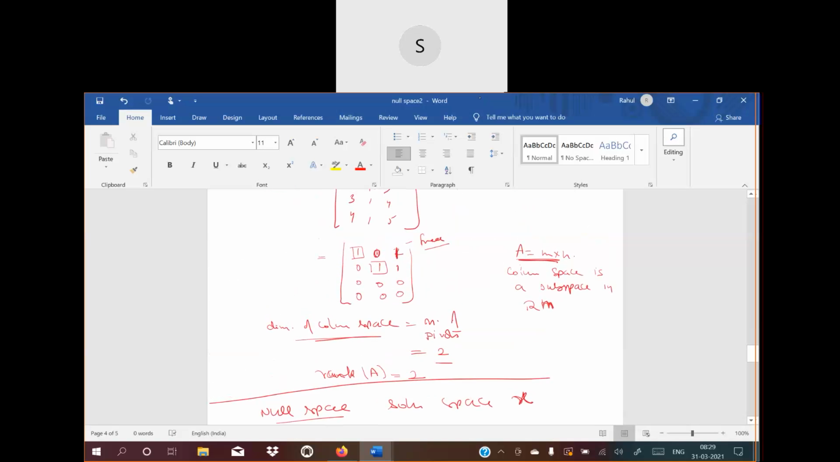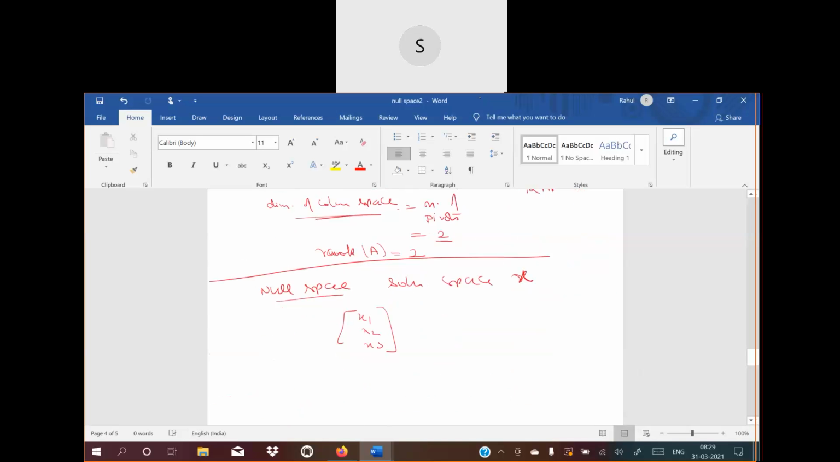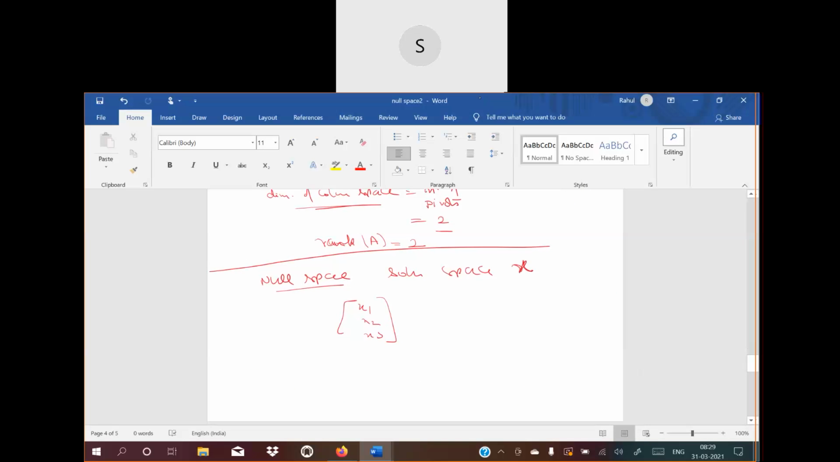You know what R4 is, right? You have 1, 2, 3, 4 elements. So the column space was in R4 because it was 4 cross 3. Now when I am writing the null space, my solution is x1, x2, x3. Therefore the null space of A is a subspace of R3.